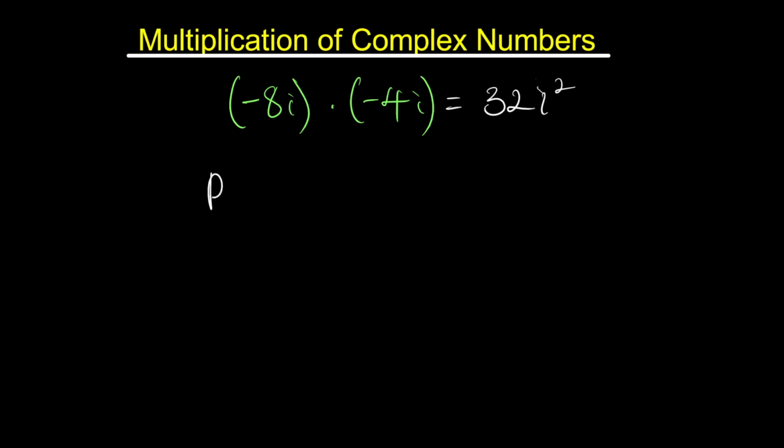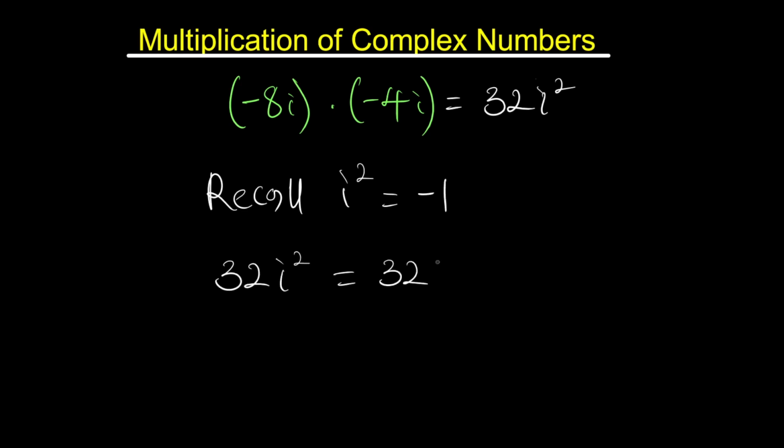Let's try this question: minus 8i times minus 4i. To solve this, we are going to multiply minus 8 times minus 4, and this is going to give us 32, and i times i is i squared. But recall that i squared is equal to negative 1. Hence, 32i squared will be equal to 32 multiplied with minus 1, and this is going to give us negative 32.